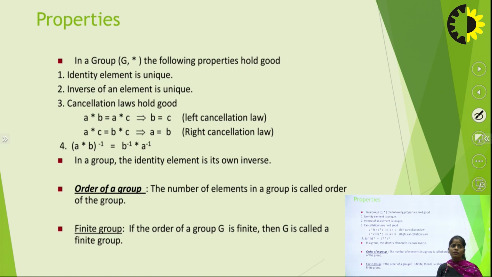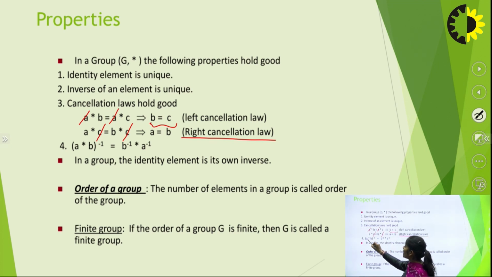Now come to the properties. A group with respect to G holds an identity element which is unique in nature, an inverse element which is unique in nature, and third one is the cancellation law. Cancellation law means if I have A star B equal to A star C, then we can say that B equals C. That is left cancellation, meaning the element on the left is cancelled out, and similarly the element on the right is cancelled out, so this is known as right cancellation law. And the fourth one is that (A star B) whole inverse is equal to B inverse star A inverse. These are all properties that any group holds.